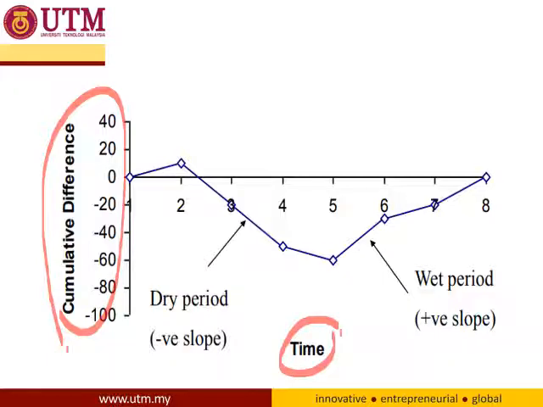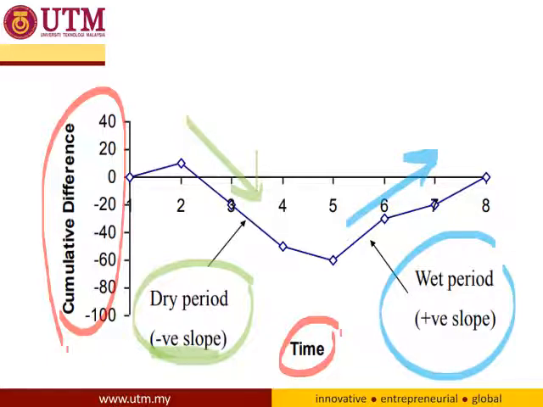What you can see here is that if the slope is downwards like this, this is the dry period. If the slope is negative, this is the negative slope. But if it's a positive slope like this, this is the wet period. So it's a positive wet period. This also shows you the climatic pattern of your location, where the rain gauge is, where you get the data from. So it may show you the climatic pattern as well.